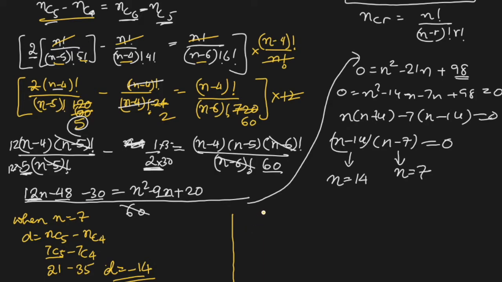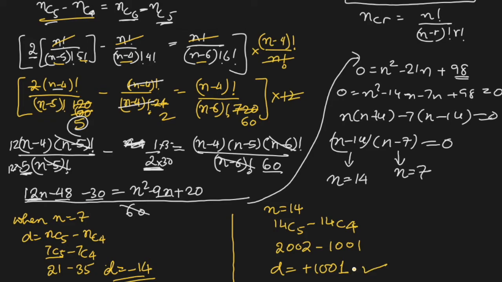What about this one? Let's say n equals 14. So 14C5 minus 14C4. 14C5 comes out to be 2002 and 14C4 is 1001. So D in this case is positive 1001. These are the two answers.